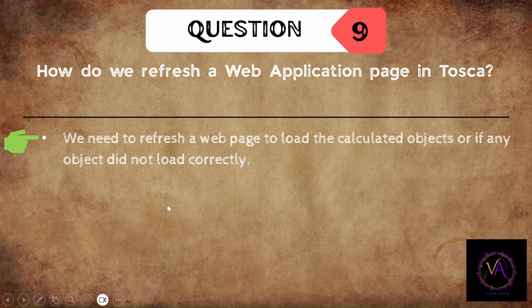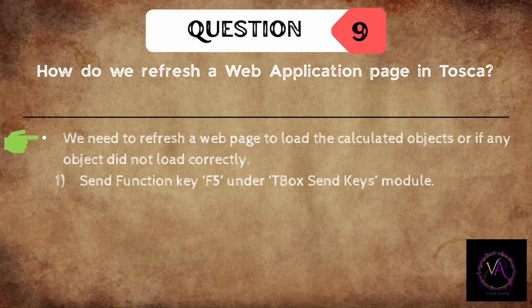Having said that, the first answer would be to send the function key F5 under the TBox Send Keys module. This is the best answer, I'll say. Generally F5 implies refresh, right? So how do we pass function key F5? We can pass it using the TBox Send Keys module. Now here is an example.